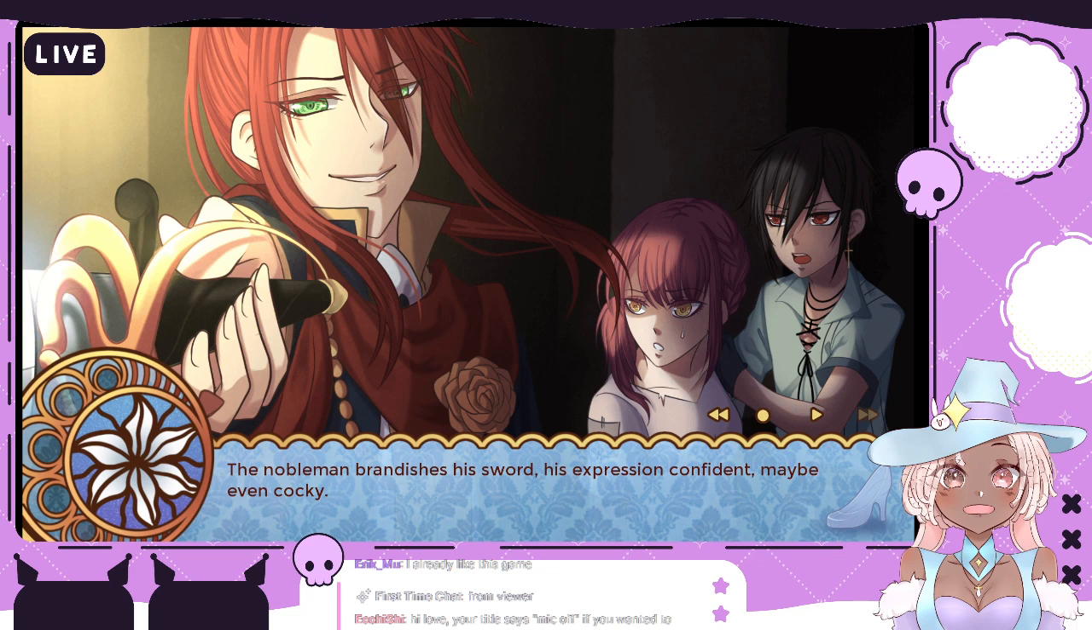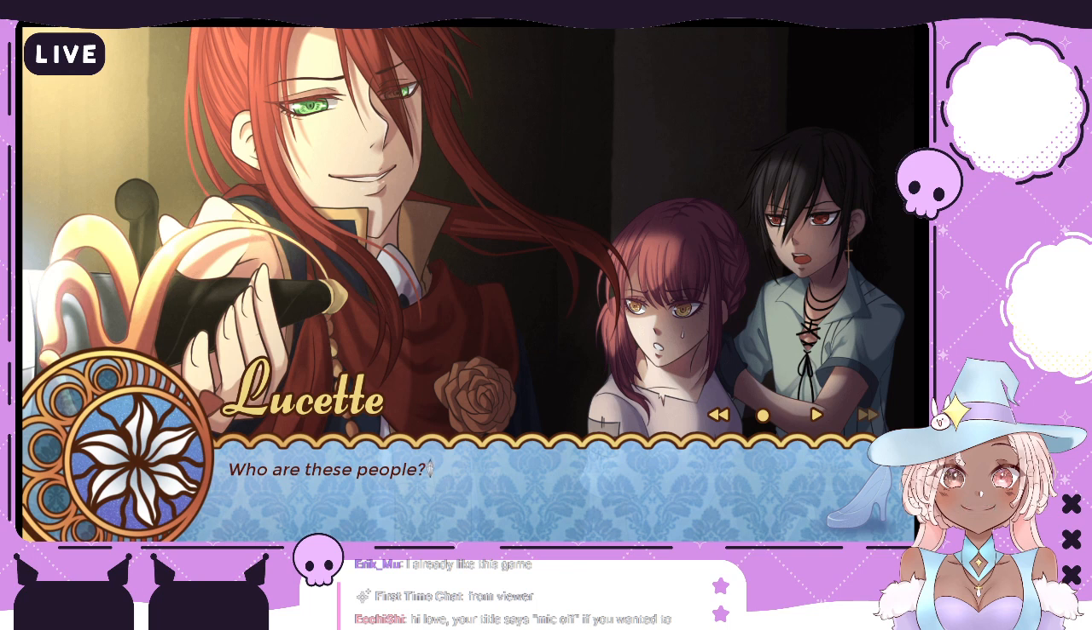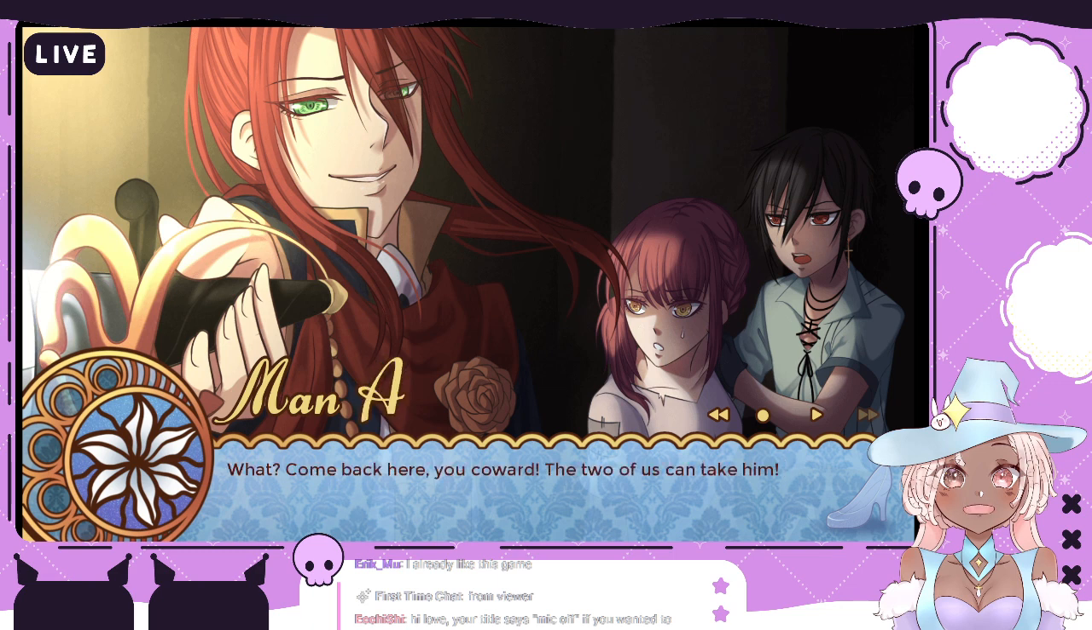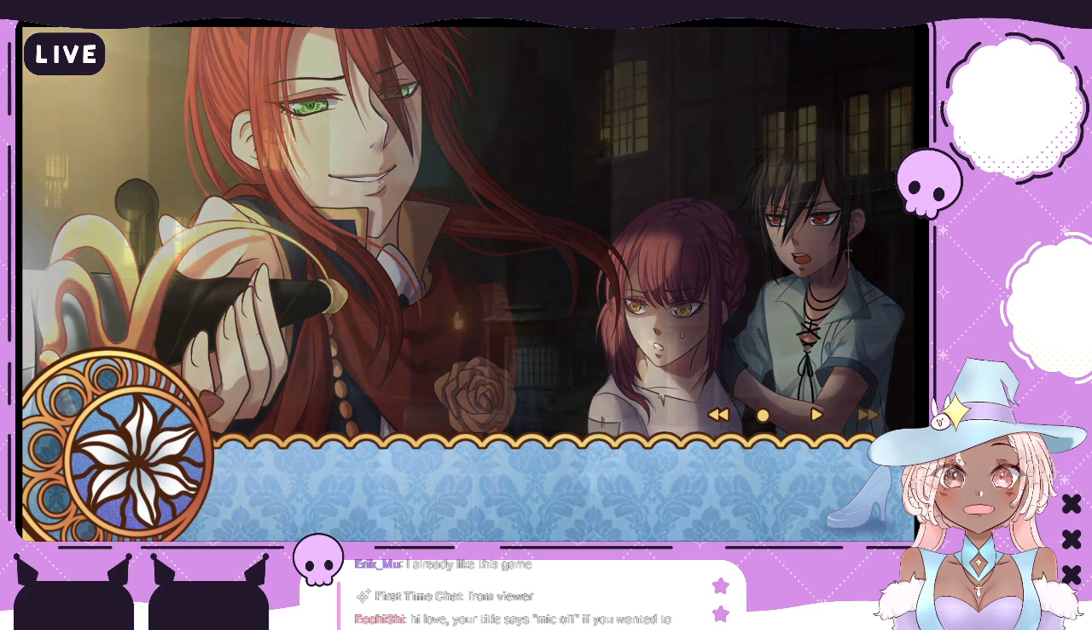The nobleman brandishes his sword, his expression confident, maybe even cocky. Show me what you got, sirs, and please don't bore me. Who are these people? I ain't dealing with this for the money. He's got a sword. What? Come back here, you coward. The two of us can take him. I think your friend has the right idea. I'm not the type to show mercy. This is way too much trouble for a little gold.